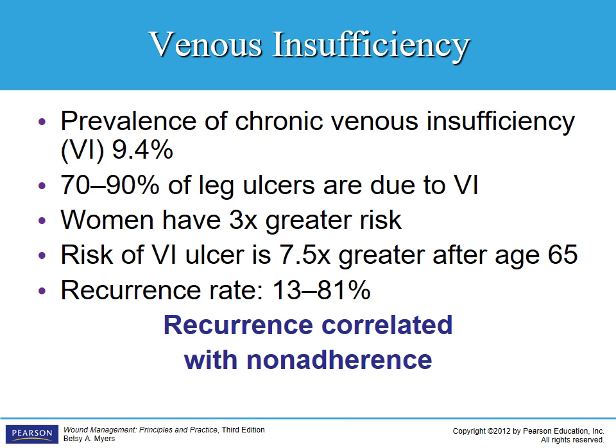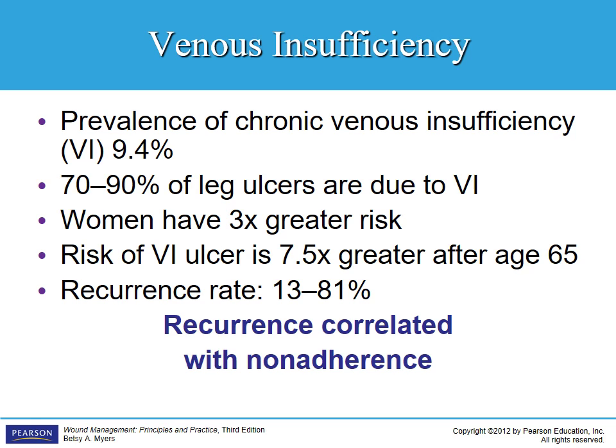All right, so the prevalence of chronic venous insufficiency is about 10%, 9.4% of the population, but 70 to 90% of the leg ulcers that are seen in the public are due to venous insufficiency. So there's a very high rate. The prevalence of chronic venous insufficiency is only about 10% of the population, but those that do have venous insufficiency usually have leg ulcers, so you see a lot of leg ulcers that are due to venous insufficiency.